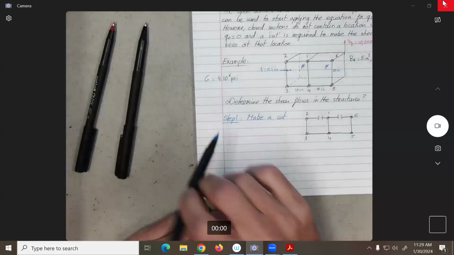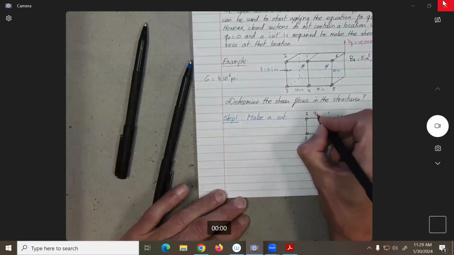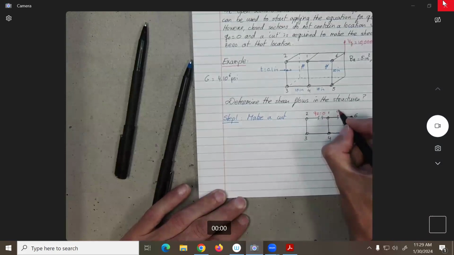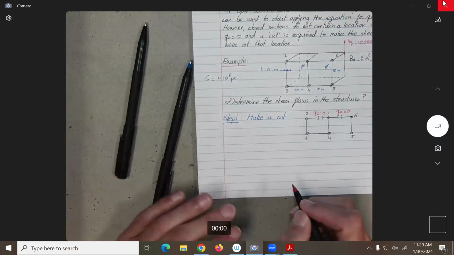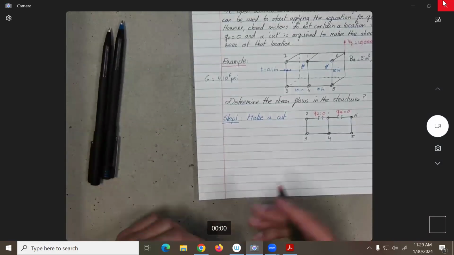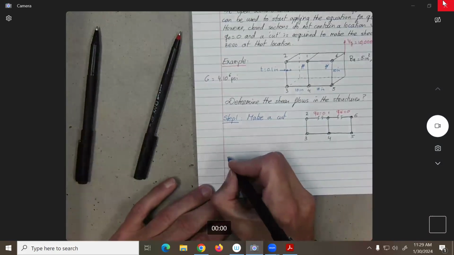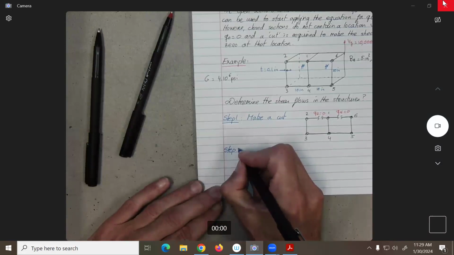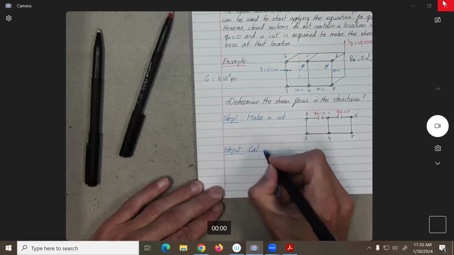So why is this important? Because what do we know now? What should then Q12 be? Zero, no? It's open. What should Q16 or Q61 be? That should be zero as well, no? Yeah, so that's why we make the cuts. All right, so now step 2, maybe I should go to the next page. Step 2, we're going to evaluate the shear flows.